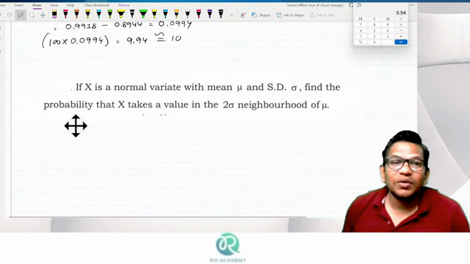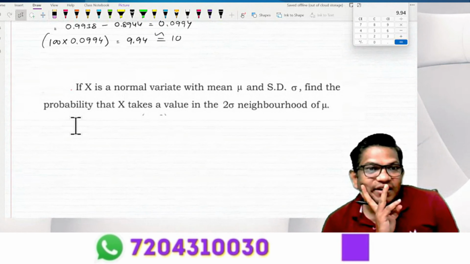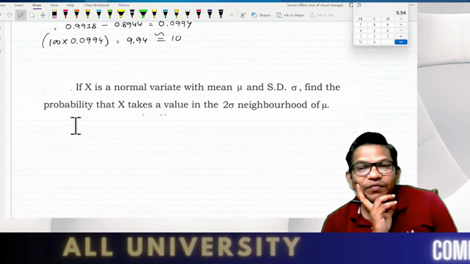चलो, normally varying with the standard mean and standard deviation. Find that x takes the value of 2 standard normal neighborhood of.